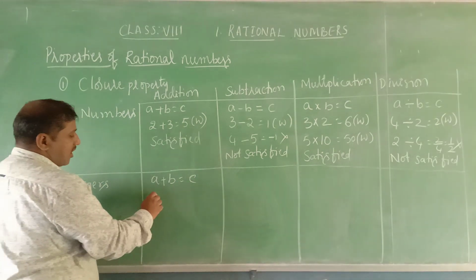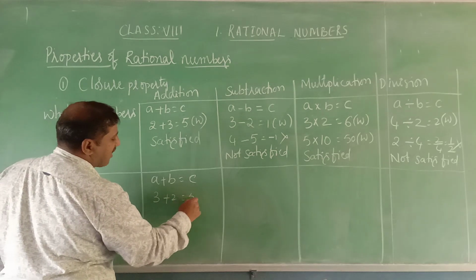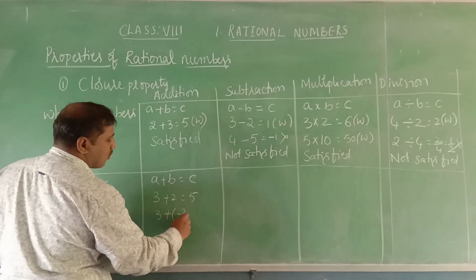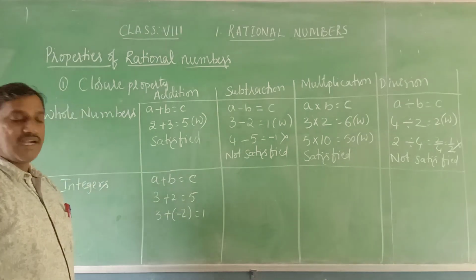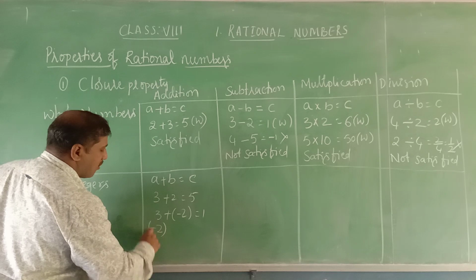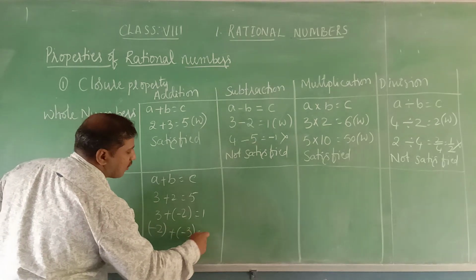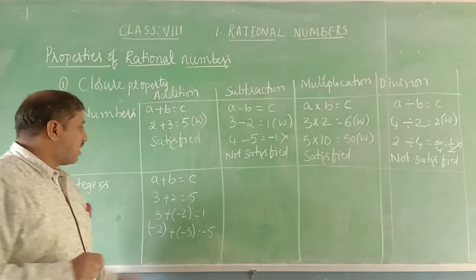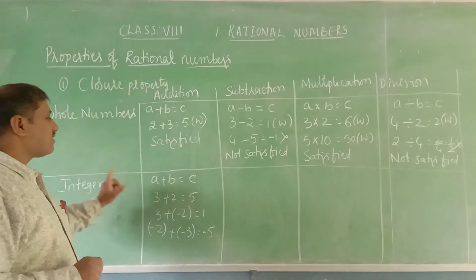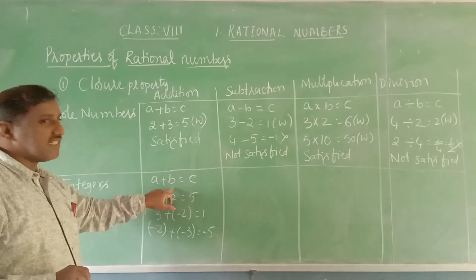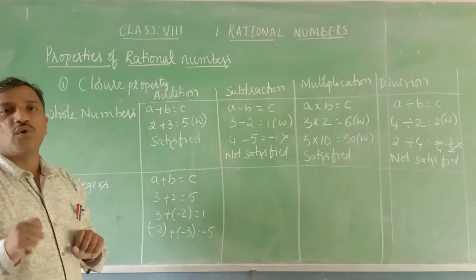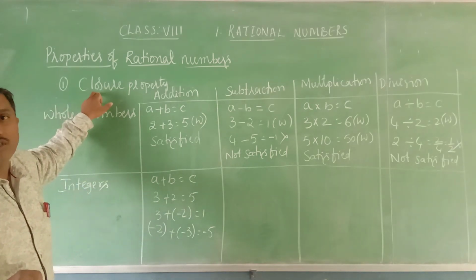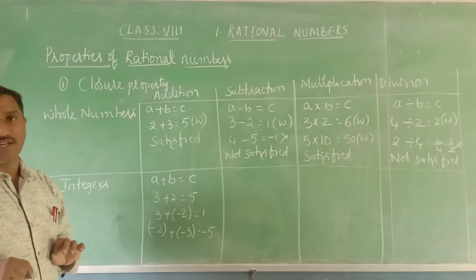Take an example. 3 plus 2 is equal to 5, it is an integer. 3 plus minus 2 is equal to 1, it is also an integer. Minus 2 plus minus 3 is equal to minus 5, it is also an integer. So we can conclude that the sum of two integers is always an integer. So we can say that integers satisfy closure property under addition.